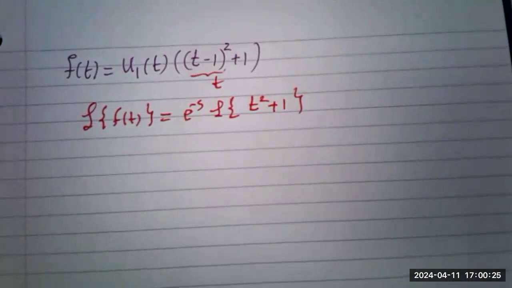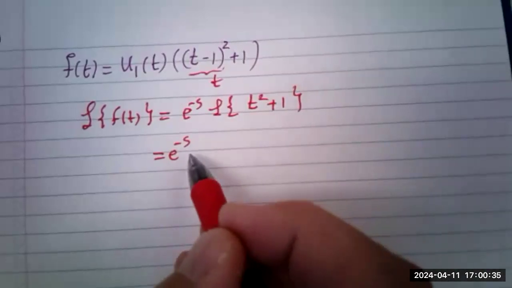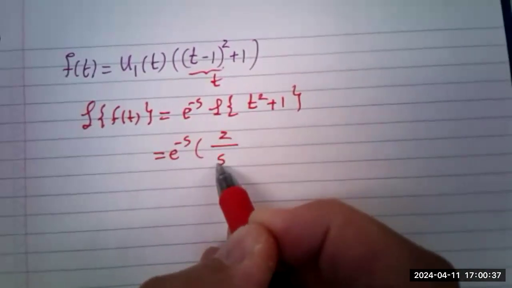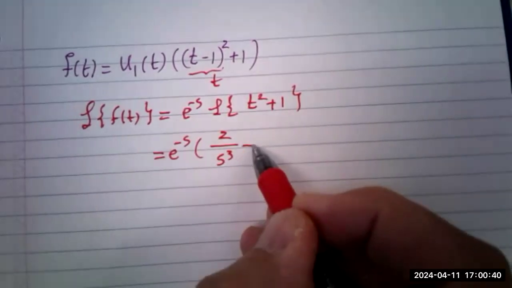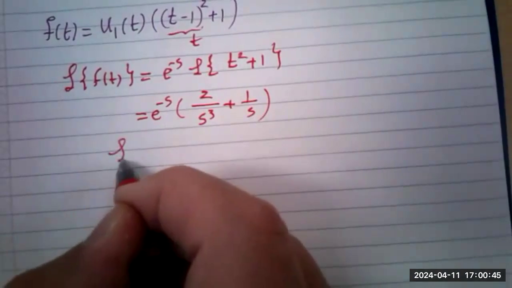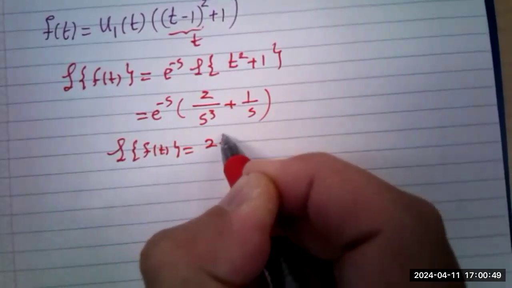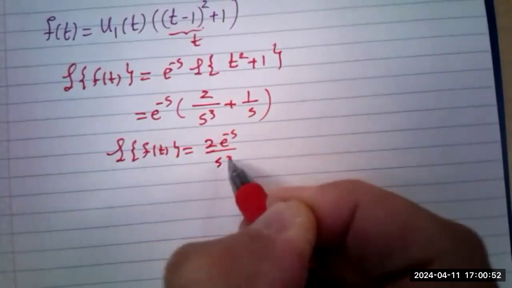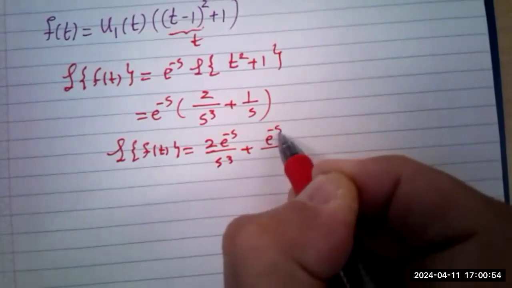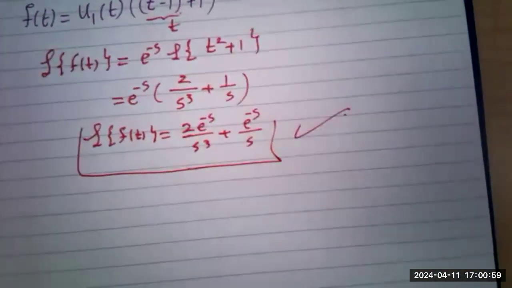I want f of t is t squared plus 1. Okay, so now we are ready. Laplace of t squared plus 1. So it's going to be e to the negative s times the Laplace of t squared, again, which would be what? Would be 2 over s cubed. And the Laplace of 1 is 1 over s. That's it. Multiply inside. So the Laplace of f of t would be 2e to the negative s over s cubed plus e to the negative s over s. That would be the Laplace of the given function.